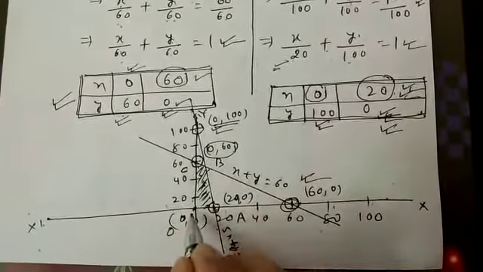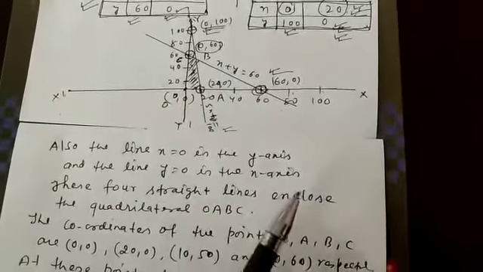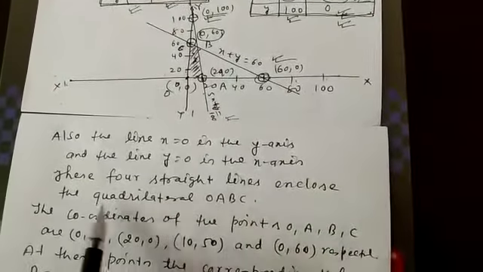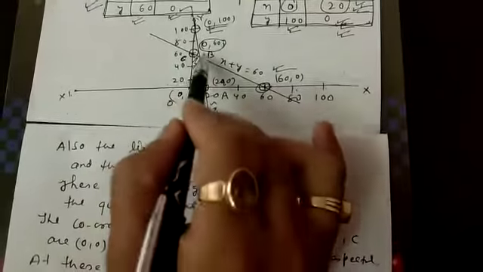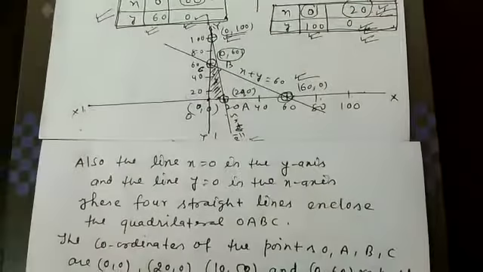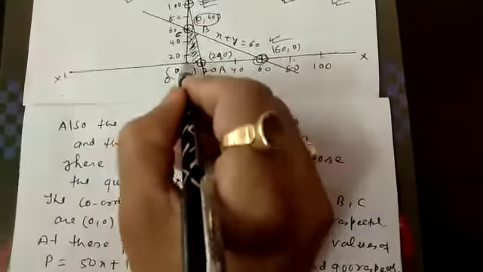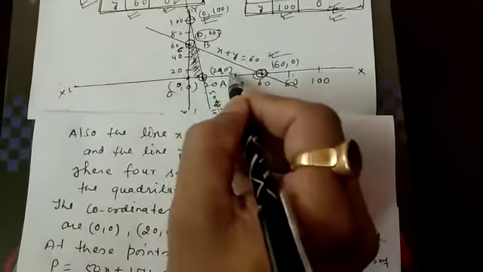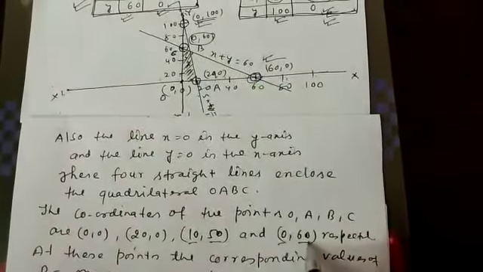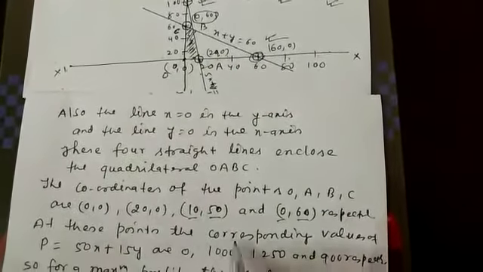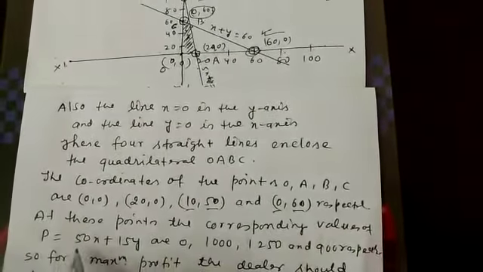Also the line x equal to 0 is the y-axis and the line y equal to 0 is the x-axis. Therefore, 4 straight lines enclose the quadrilateral O, A, B and C. The coordinates of the points O, A, B, C are O (0, 0), A (20, 0), B (10, 50) and C (0, 60) respectively. At these points, the corresponding values of P equal to 50x plus 15y are 0, 1000, 1250 and 900 respectively.